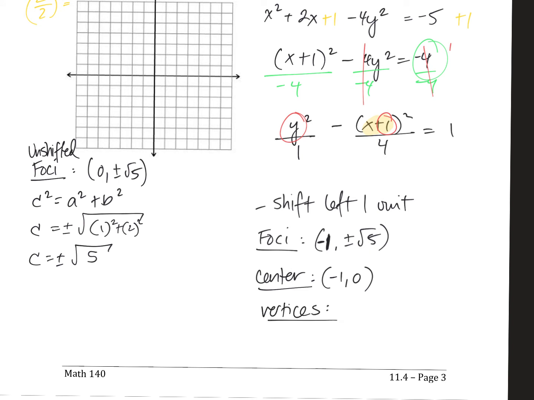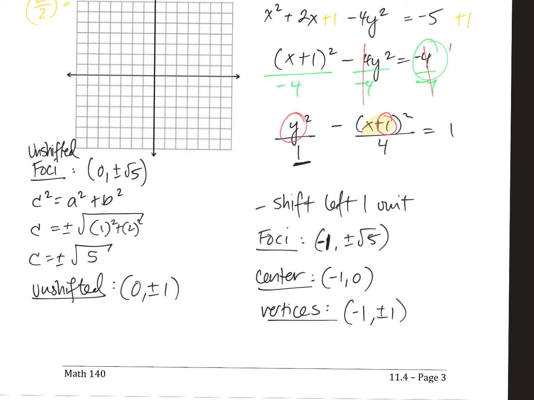So for the unshifted vertices, we'll get it from right here with the y, and that would be 0 plus or minus 1. But for the vertices, when we shift, we're shifting left 1 unit, so we'll subtract 1 from the x values and end up with plus or minus 1.